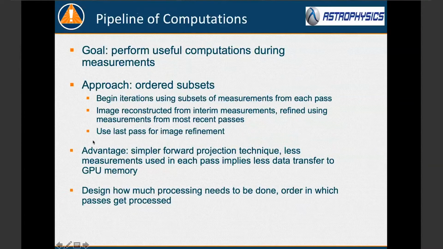There are two advantages to this. Number one is that each of these computations uses fewer measurements, so it's a simpler forward projection technique. And it's less data transfer and less memory required. It required an interesting design in how you organize the iterations and how you wait for the process to go through in this context.